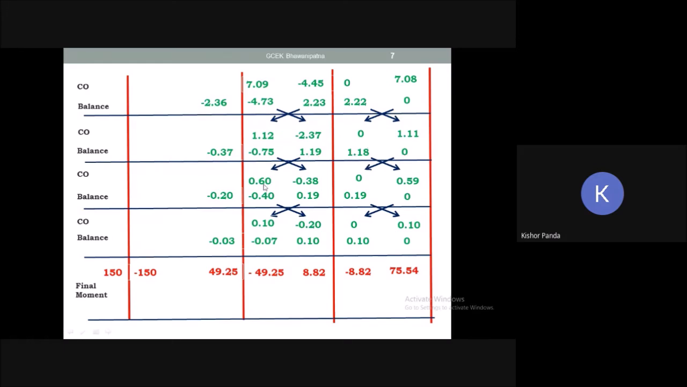Again you have to go for balancing the moment, 0.6. This is the balancing, this is the carryover. Again you go for the carryover of the moment, then again balancing, then again carryover, then again balance. Here at the end you got very negligible value, so no need to take another cycle. Here you got the balancing minus 0.03, minus 0.07, 0.10, and 0.100. So then you take the sum of all the moments.